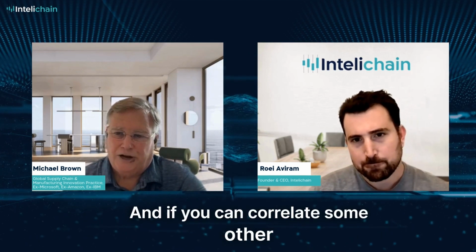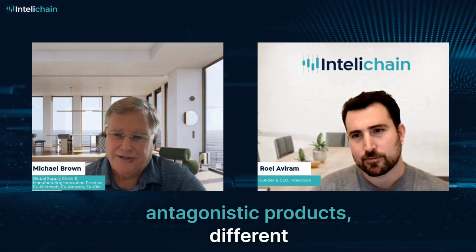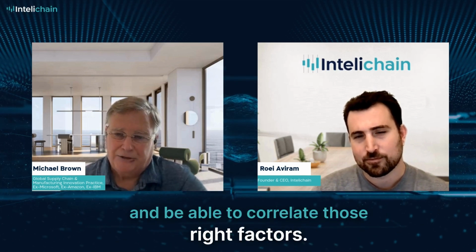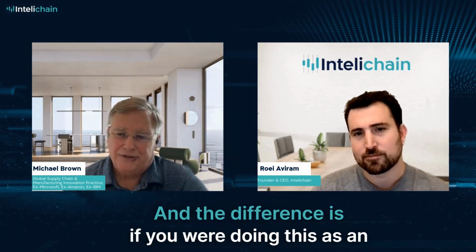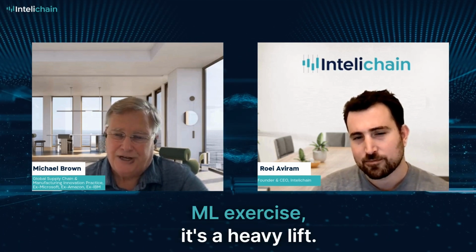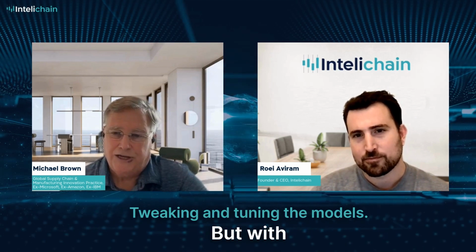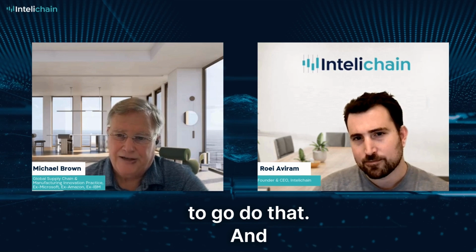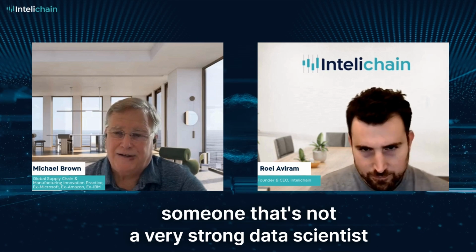And if you can correlate other synergistic, complementary, antagonistic products, different seasonality, day of the week, week of the month, week of the year, some of those different things, that's how to get started and be able to correlate those right factors. The difference is, if you were doing this as an ML exercise, it's a heavy lift. You keep tweaking and tuning the models. But with Gen AI, it's a much simpler exercise. You can treat that as a black box with some of the capabilities, and let someone that's not a very strong data scientist help drive some of that POC.